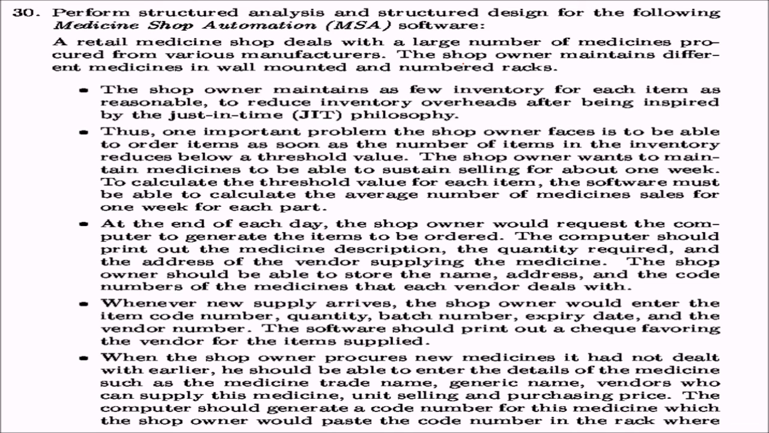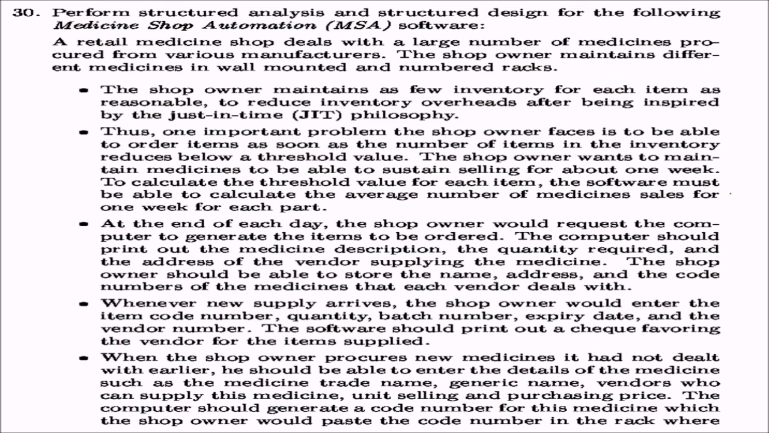At the end of each day, the shop owner would require the computer to generate the items to be ordered. So the computer should print out the medicine description, the quantity required, and the address of the vendor supplying the medicine. The shop owner should be able to store the name, address, and the code numbers of the medicine that each vendor deals with. So whenever new supply arrives, the shop owner would enter the item code number, quantity, batch number, expiry date, and the vendor number. The software should print out a check favoring the vendor for the item supply.